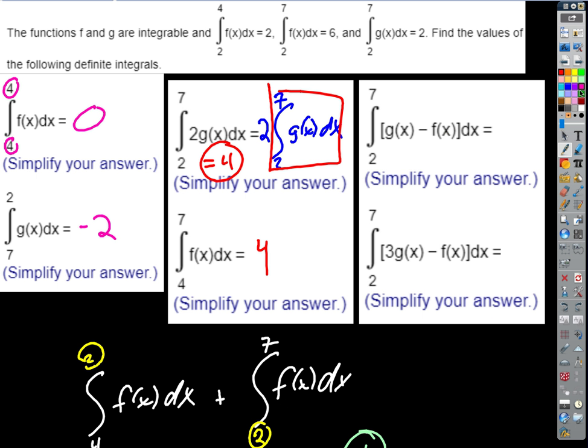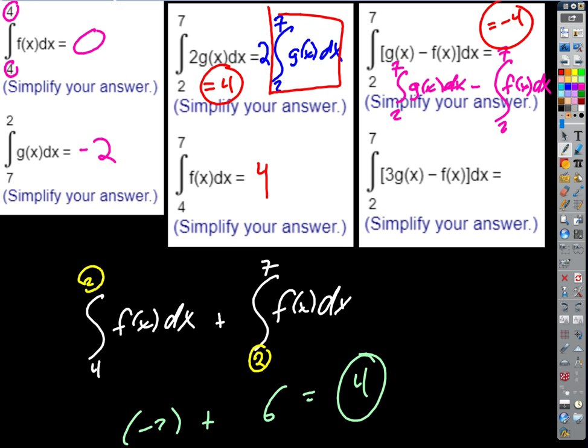This just becomes the integral of g of x dx from 2 to 7 minus the integral of f of x dx from 2 to 7. And what do we get? 2 minus 6 is negative 4, right? And then, we get the idea. Then here I'd end up with 3 times the integral of g of x dx from 2 to 7 minus the integral of f of x dx from 2 to 7. You get the idea. Okay.